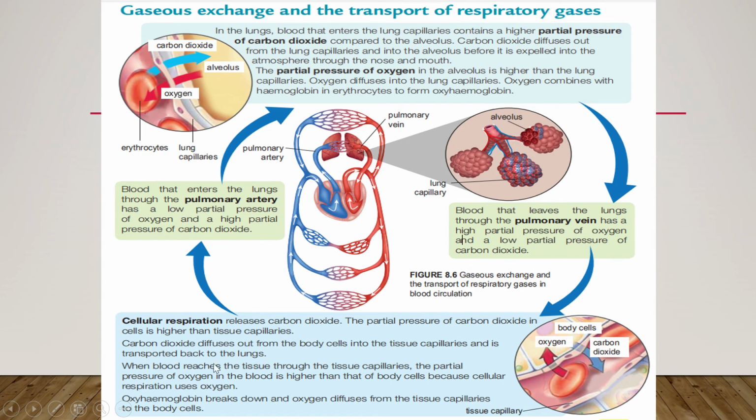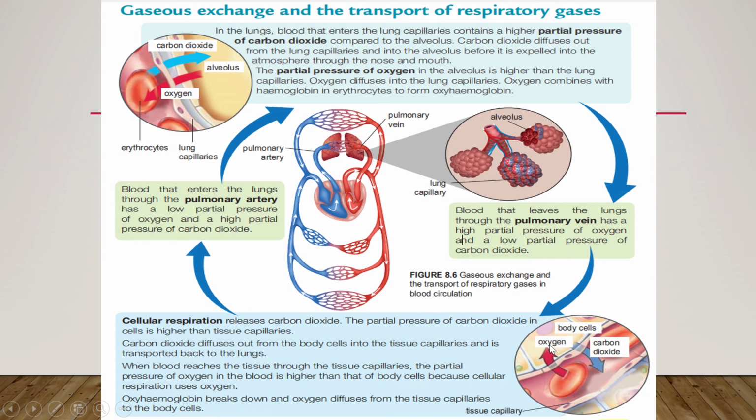Now when the blood reaches the tissue through the tissue capillaries, we talk about the partial pressure of oxygen. If you compare, which region will have a higher partial pressure of oxygen, the tissue capillary or the body cells? Again, remember cellular respiration. What is the substrate of cellular respiration? Yes, it is glucose. And glucose will be oxidized, isn't it? Oxidation means oxygen will be used.